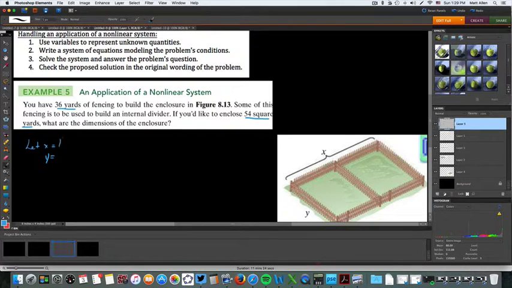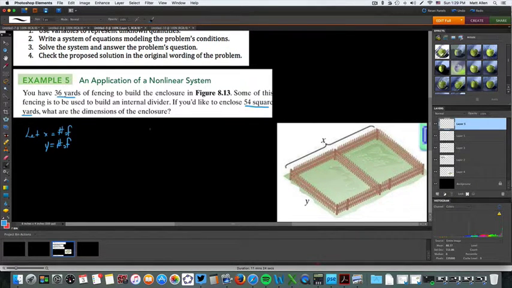It says what are the dimensions of the enclosure. These are the things we're trying to find. So we say the number of yards, and I'm inclined to call x, since it's the longer one, length. So the number of yards of length is our x variable here. And y is going to be the number of yards of width. With these, let's go ahead and look at our length equation.